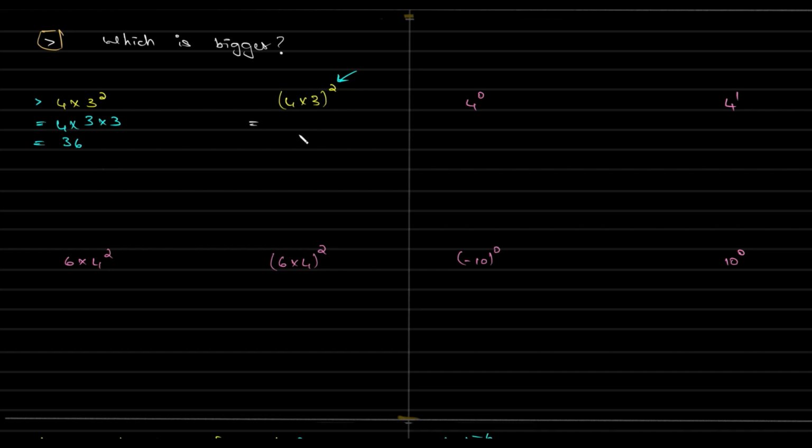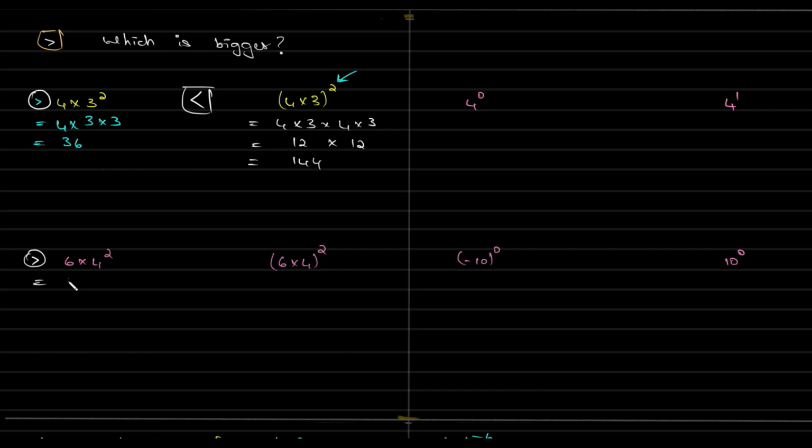4 into 3 the whole square is 4 into 3 into 4 into 3. So 4 into 3 is 12, 4 into 3 is 12 again. Again, I could have multiplied it anyhow, but I chose to multiply this way. 12 into 12 is 144. So clearly, left hand side is lesser than the right hand side. Again, try the questions. Don't watch just before trying. Do try it, then watch it.